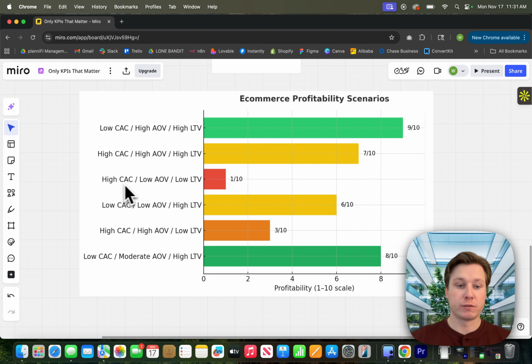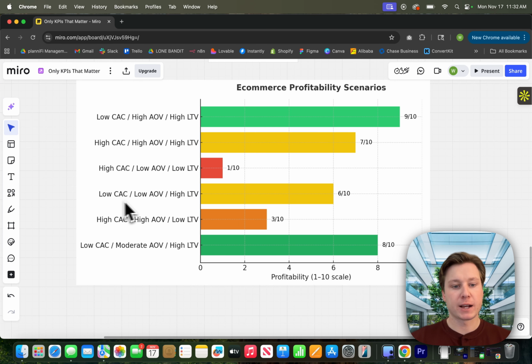This one is the worst one. You have a high CAC, a low AOV, and a low LTV. In this case, for example, you might be spending $100 to get a customer. Your AOV is $50, so you're already $50 in the hole before product costs. And you have a low LTV. Maybe they don't come back, or maybe they only come back once, but it still doesn't make up that $50 difference between your CAC and your AOV. That's a 1 out of 10. You obviously can't scale this way, and you're just going to be burning money.